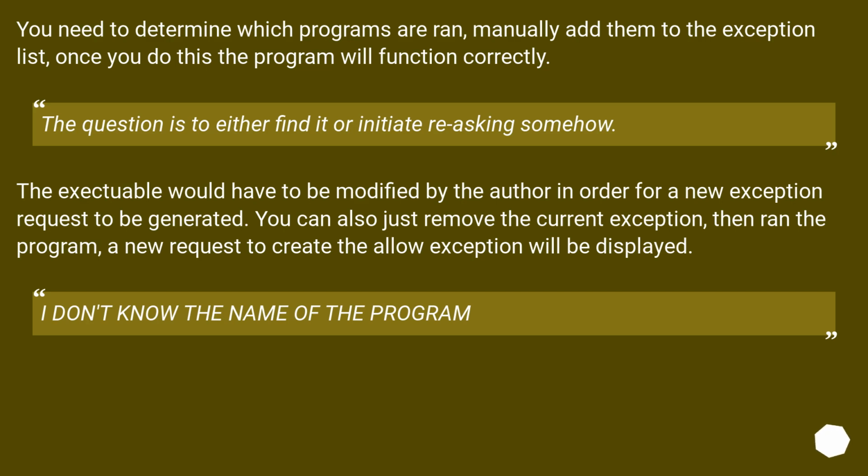The question is to either find it or initiate re-asking somehow. The executable would have to be modified by the author in order for a new exception request to be generated. You can also just remove the current exception, then run the program. A new request to create the allow exception will be displayed. I don't know the name of the program.